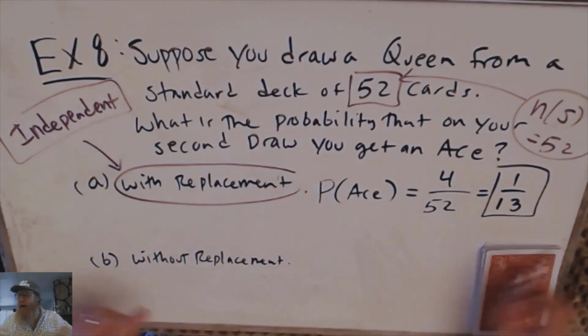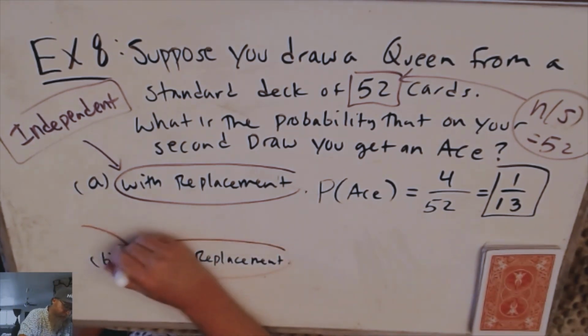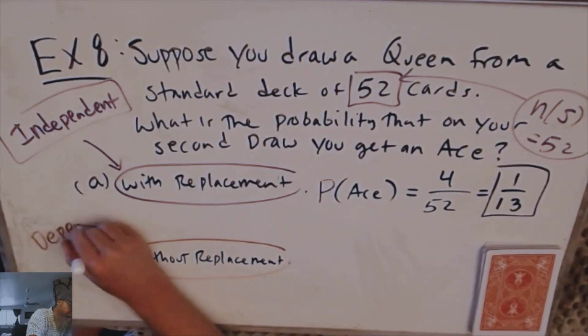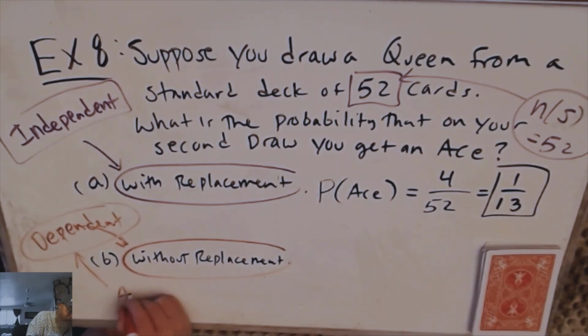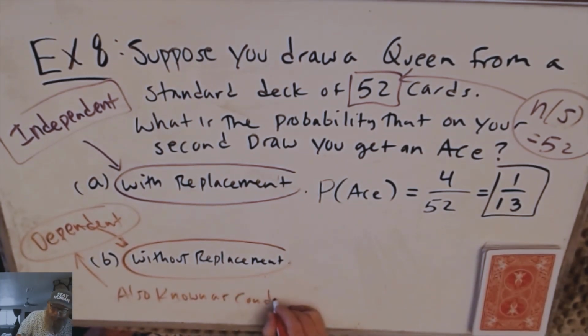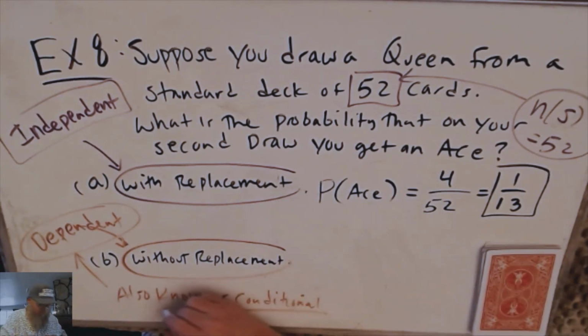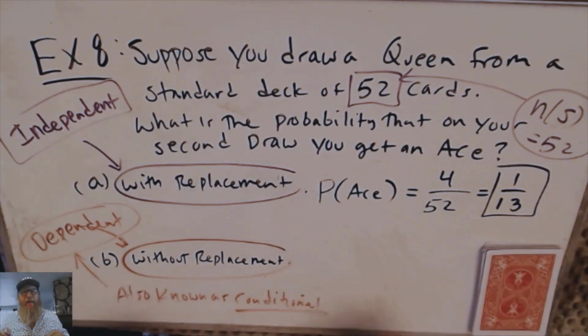If I do not replace the queen, that would be dependent, or not independent, also known as conditional. And we'll get more into the terminology of conditional and the formula for conditional in my next example. But for this example, we'll just say it's not independent.